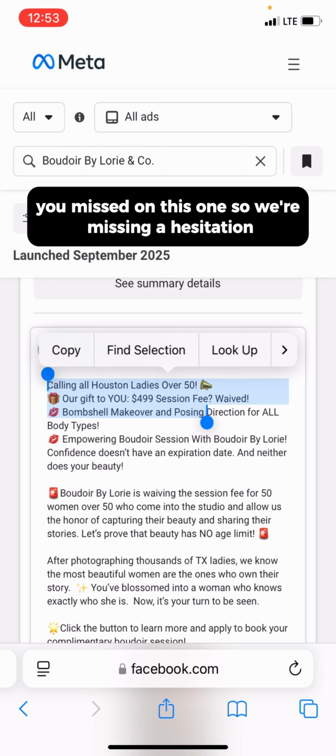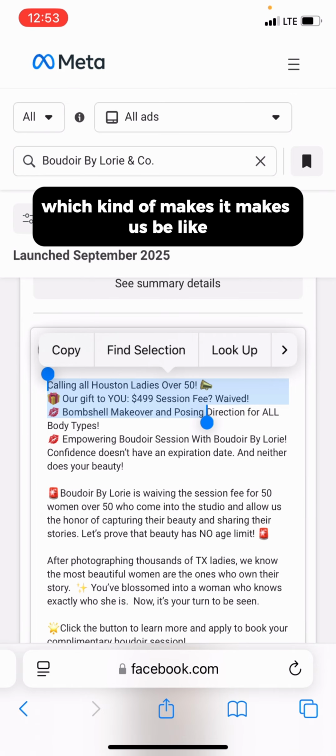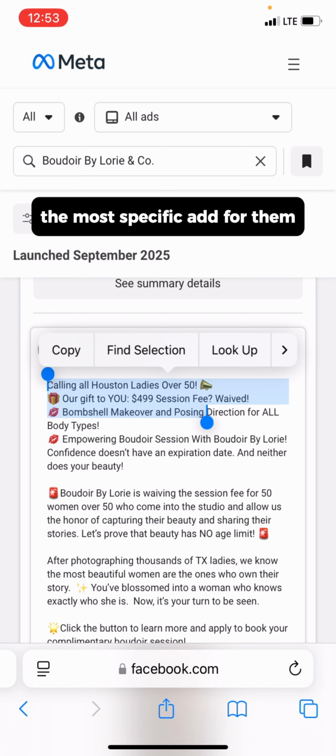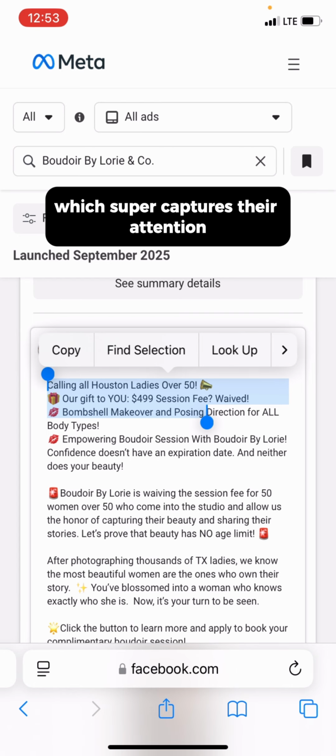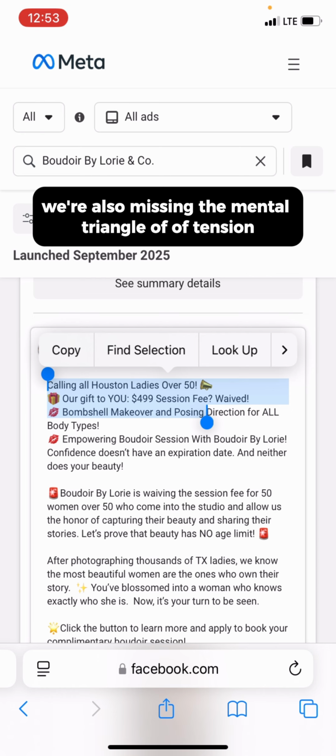So we're missing the hesitation or roadblock. So we're missing that fourth specific attribute, which makes us the most specific ad for them that they've ever seen in their life, which super captures their attention. And because of that, we're also missing the mental triangle of tension.